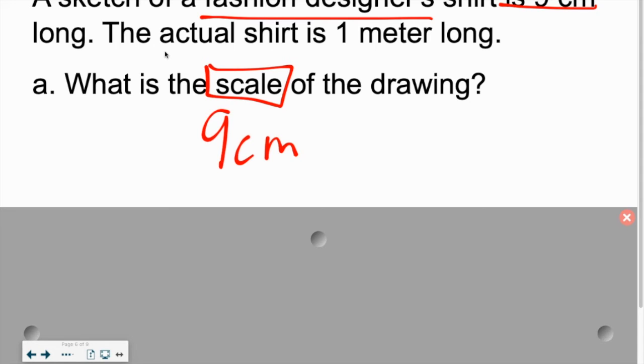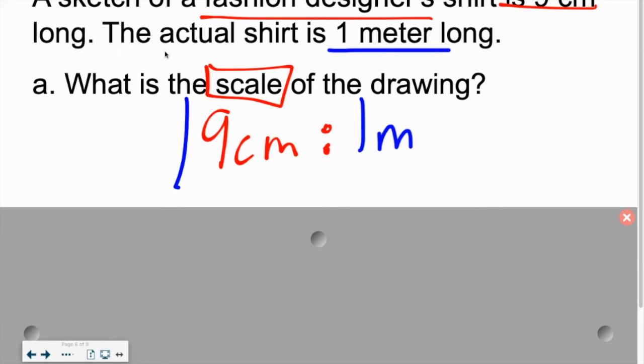Box that up, because when we talk about scale, everybody say scale. Did you say scale? Hope you did. The scale is the important thing. It tells us how the real thing compares to the model or the drawing. So in this case, I'm going to start with the drawing, and then now they had to tell us what the actual shirt is, what the real thing is. It is 1 meter.